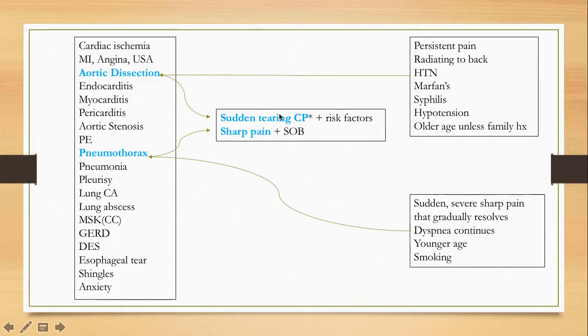So you can see the big differences would be the characteristic of pain being persistent and radiating to the back, and then sharp and getting a little bit better, and then presence of shortness of breath, which will actually be present in both of them. Pneumothorax patients don't nearly have as many risk factors.